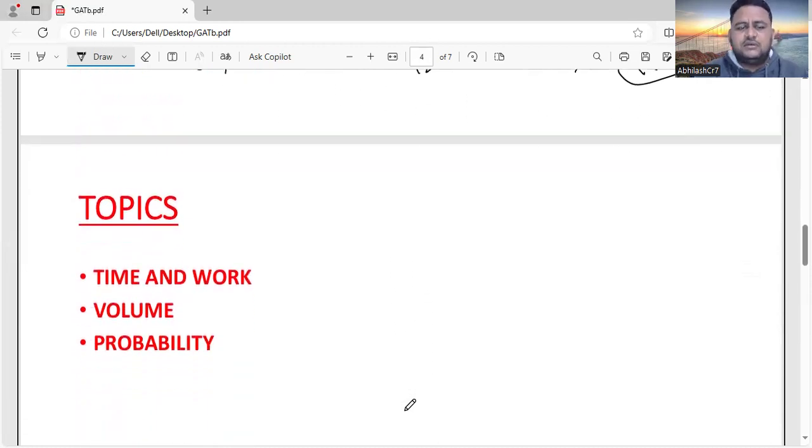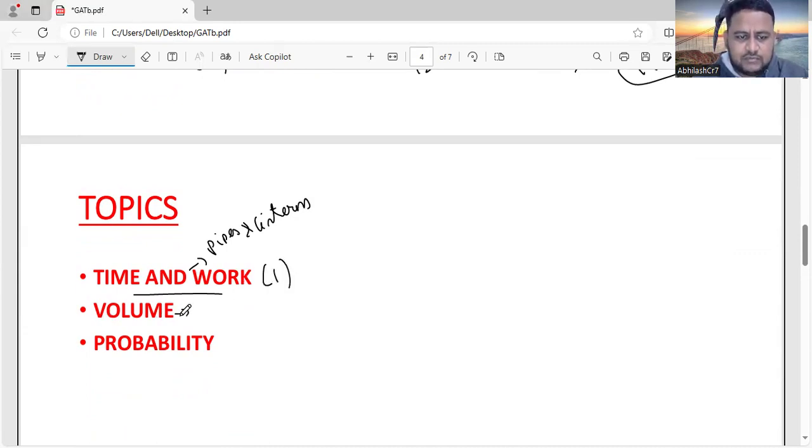Next, moving on with our topics. Next is time and work. Time and work, they can ask directly, and also pipes and cisterns. Time taken by 2 pipes to fill the tank, when the third pipe is letting out the water, all these things. Time and work, they're asking one question.